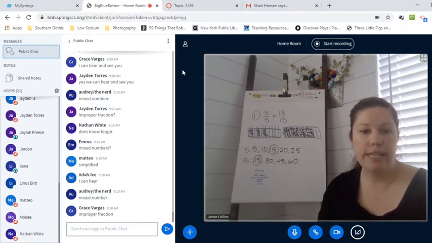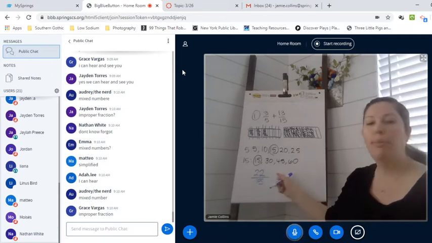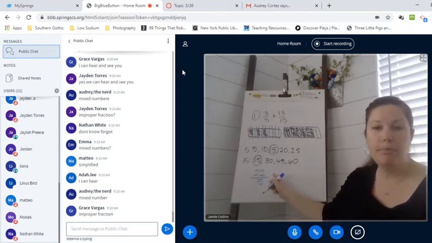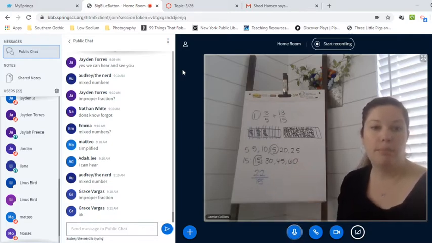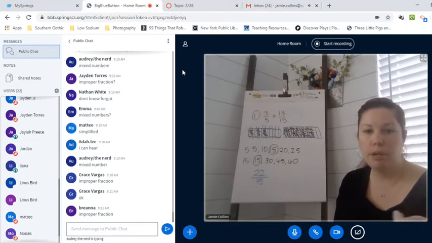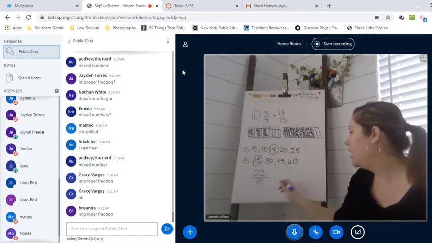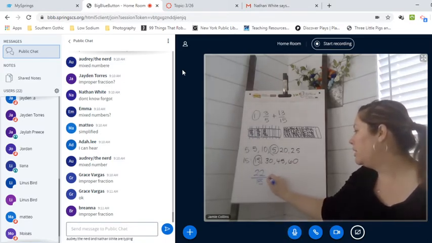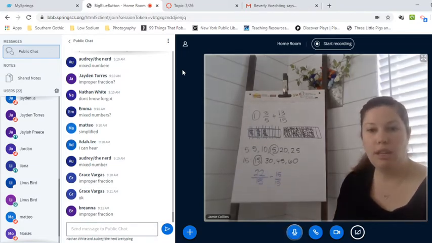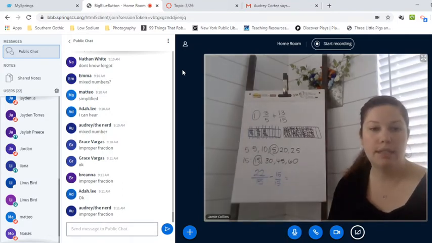Yes, Jaden Torres and Grace, you're correct. It's called an improper fraction. An improper fraction is when our top number is bigger than our bottom number. So we need to change it into a mixed number, because some of you put mixed number. To do that, we are going to subtract a whole, which is 15 over 15, and pull that out of our 22. So what is 22 minus 15?